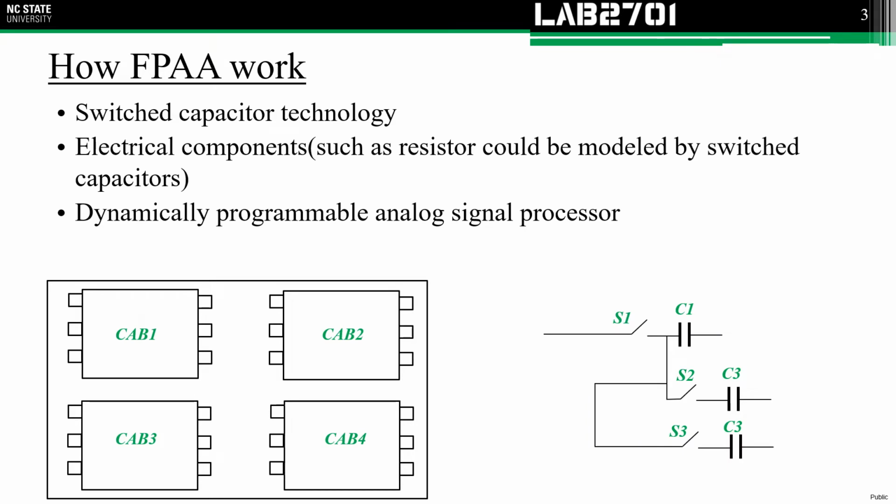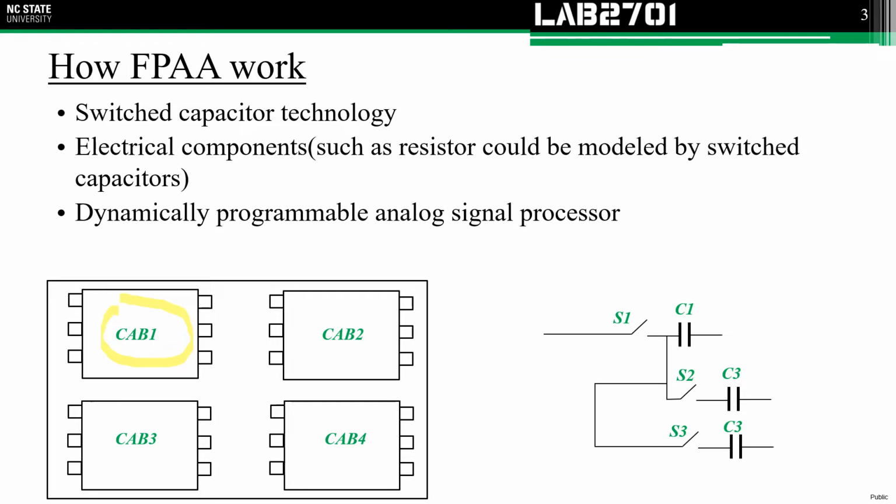Here it's just a very simplified model, a quick introduction of FPAA itself. Inside an FPAA, there are quite a few of what I call CABs. CAB stands for configurable analog blocks. Inside each CAB, you actually have a lot of CAMs. CAM stands for configurable analog modules.